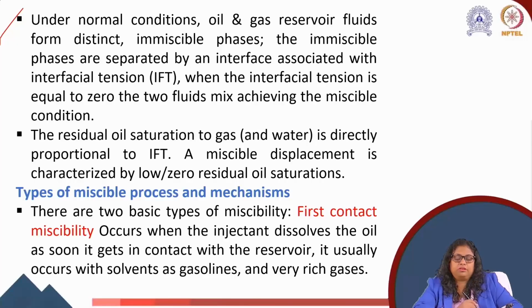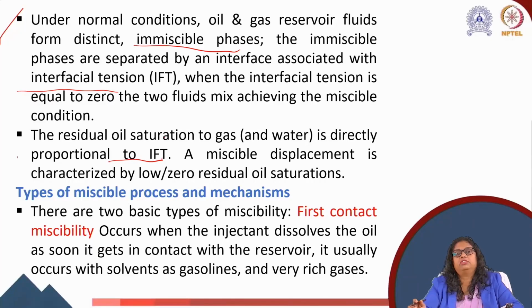So under normal conditions, what is happening? Oil and gas reservoir fluids form distinct immiscible phases. The immiscible phases are separated by an interface associated with your interfacial tension. When the interfacial tension is equal to 0, the two fluids mix, achieving your miscible condition. The residual oil saturation to gas or water is directly proportional to your interfacial tension, IFT. So miscible displacement is characterized by low or zero residual oil saturation.